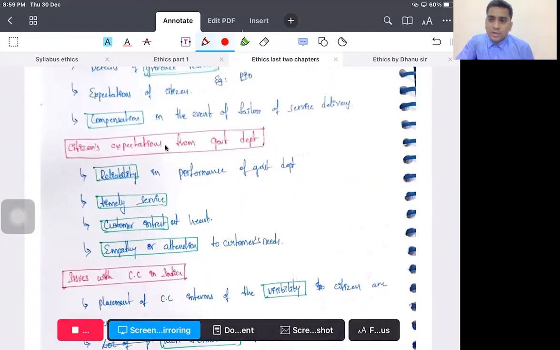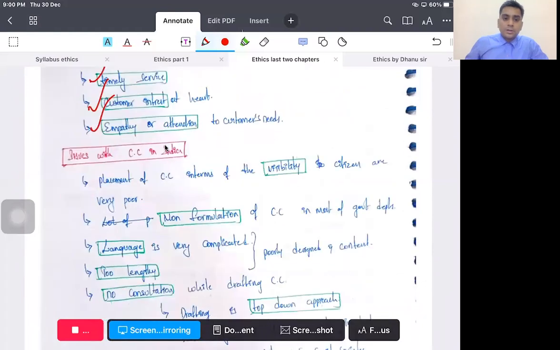Citizens' expectations. What do citizens expect from government? They expect some trust. People want trust in the government. How can you build up that trust? Reliability, by giving timely service, customer service, empathy and attention towards the citizens, right?